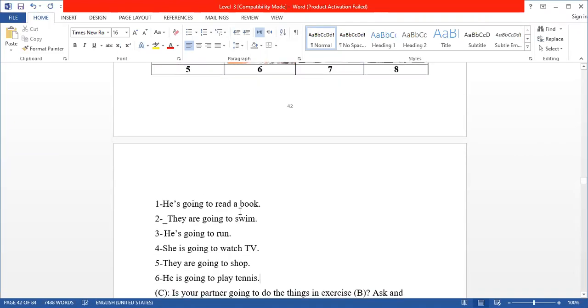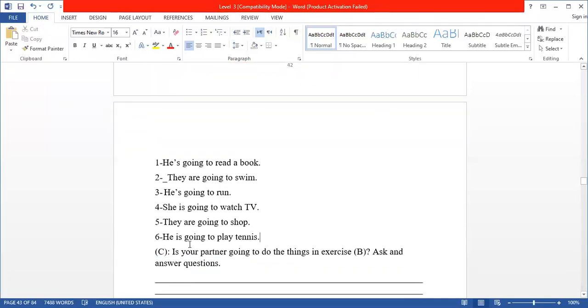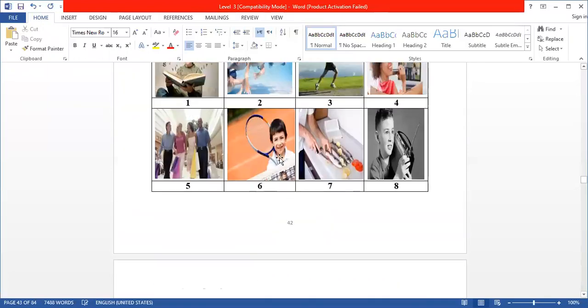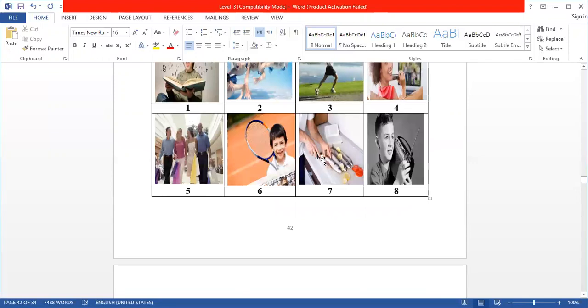Okay, so he's going to read a book. They are going to swim. He's going to run. She's going to watch TV. They are going to shop. He's going to play tennis. Here, the last, seven: what's he going to do?